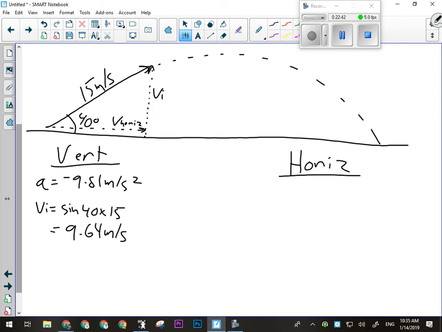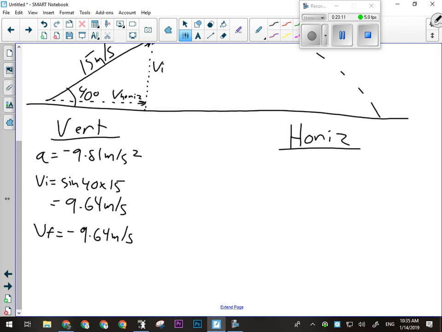If this thing is going to go up and then all the way back down to the same height, what's VF? Nope. Same thing but negative. It's going all the way up and slowing down till it stops, then it's going to fall the exact same distance at the exact same rate of acceleration. That means it's got to come back down going the same speed it left at. So VF will be negative 9.64 meters per second. What can I find with those three things?